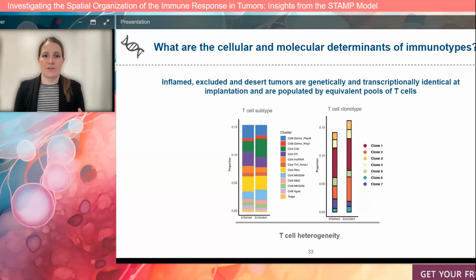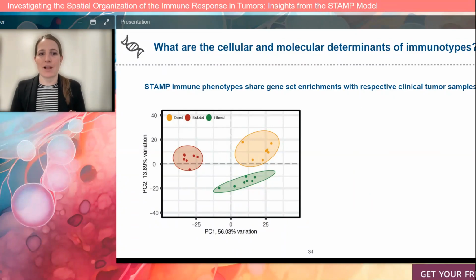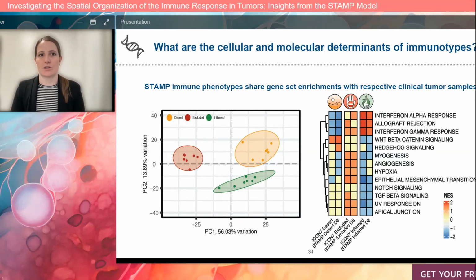Okay, so although I've shown you now that, mutationally and transcriptionally and in terms of their T cell infiltrate, these tumors are extremely similar, they are in fact different. So here, looking at a PCA plot from bulk RNA sequencing of the entire microenvironment, you can see that these tumors are in fact transcriptionally different from each other. And looking at gene expression in the different tumors, the excluded, inflamed, and desert tumors are in fact distinct, so they cluster separately. And importantly, they share features with their analogous clinical immunotypes.